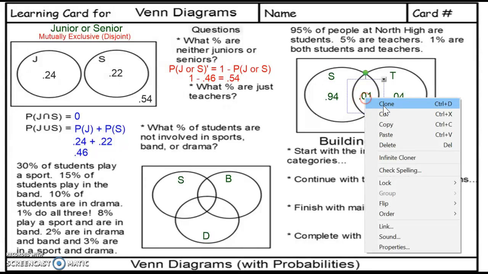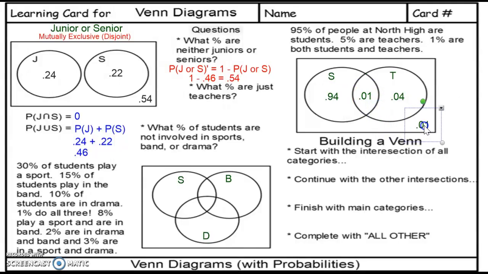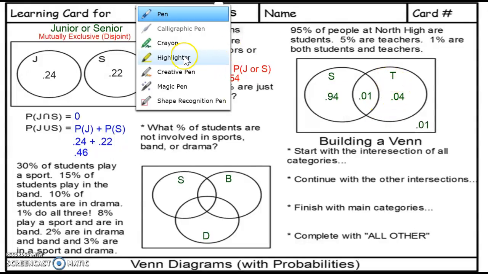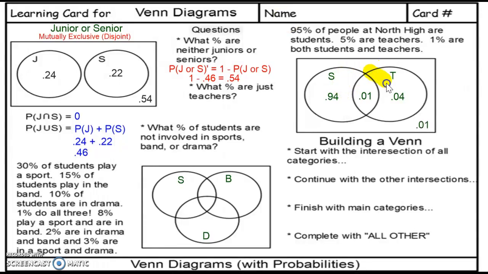So on the outside of these two circles is 1%. And there's a Venn diagram that can help me answer questions. So what about this question here? What percent are just teachers? Well, that would be this part of the circle right here. I'll highlight it. That would be just this part of the Venn diagram. So my answer to the question, what percent are just teachers, would be 4%.